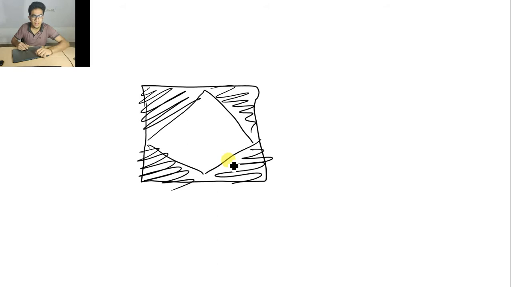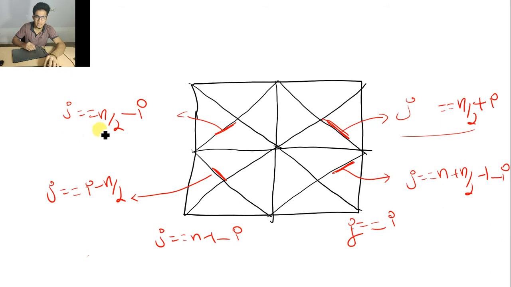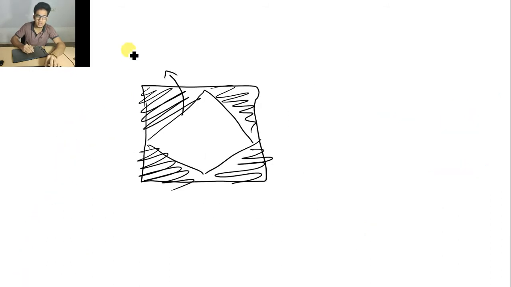Watch here. Now first you have to know the line equations, right? What is this line equation? Yes. So we will come here and we will see the line equation is J is equal to n by 2 minus I. J is equal to n by 2 minus I.